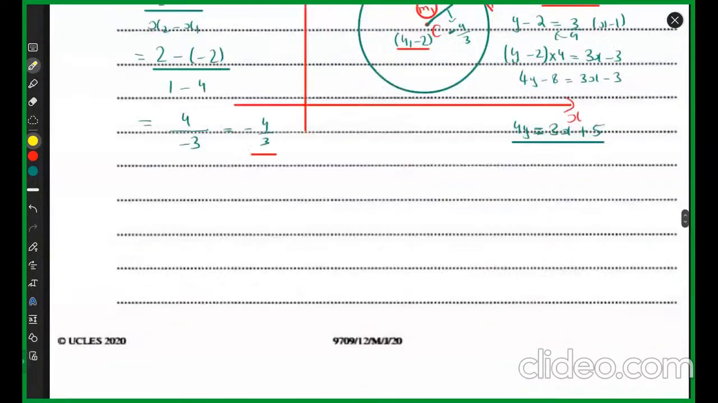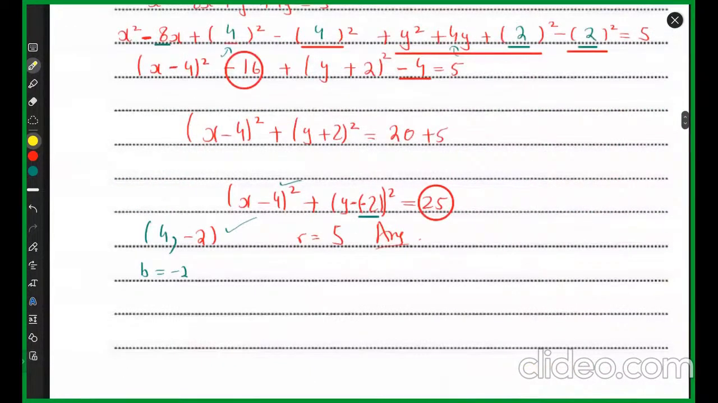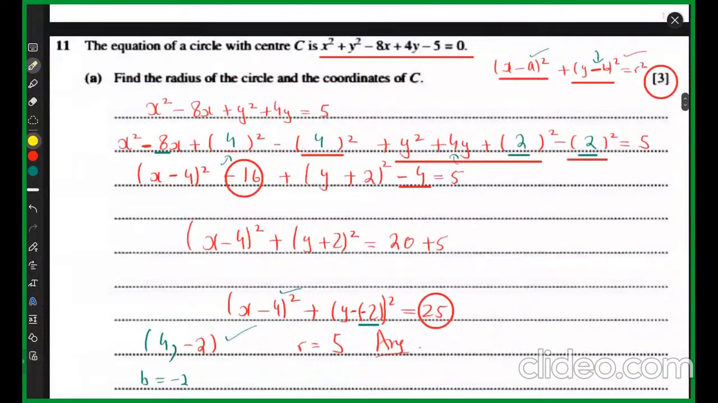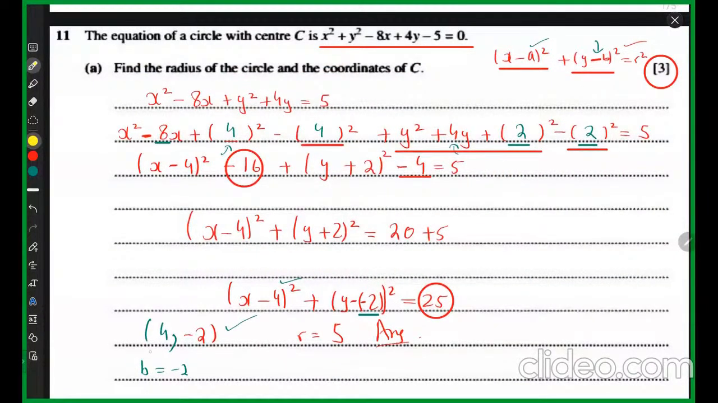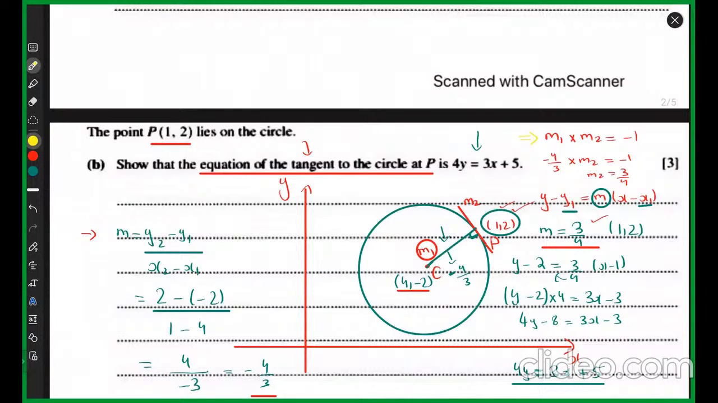So we had a circle with center C and C turned out to be (4, -2). We were able to do that in the first part. And the radius was 5. This was basically the circle. And then P was a point lying on the circle. And in the next part, we had to find out the equation of the tangent to the circle at P. We were able to do that. P had the coordinates (1, 2).